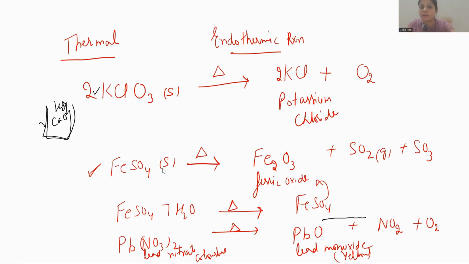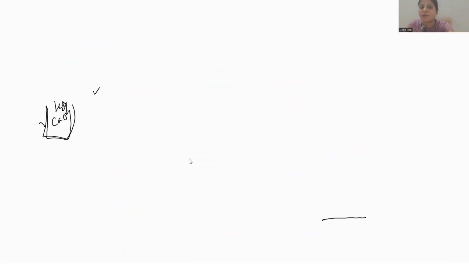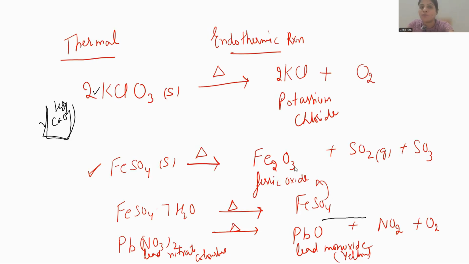So ferrous sulfate is broken down into ferric oxide, sulfur dioxide and sulfur trioxide with the help of heat.